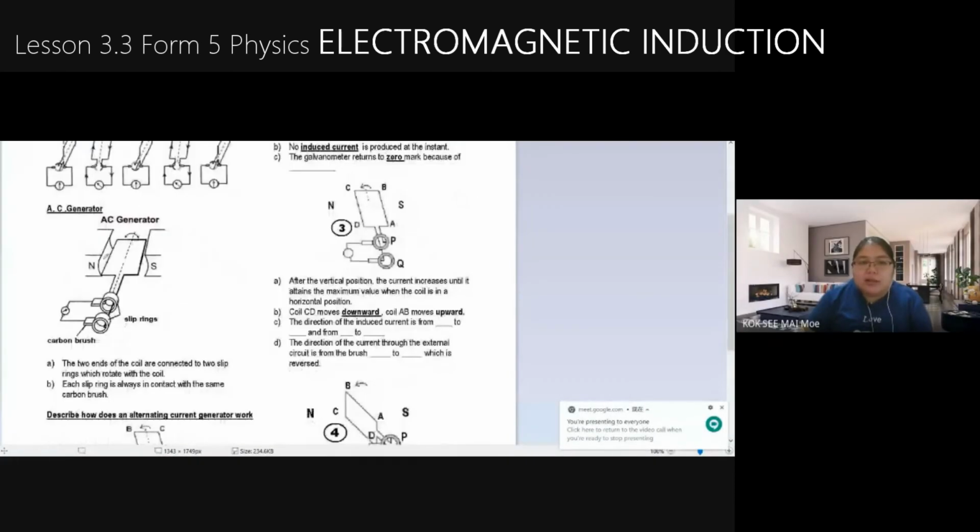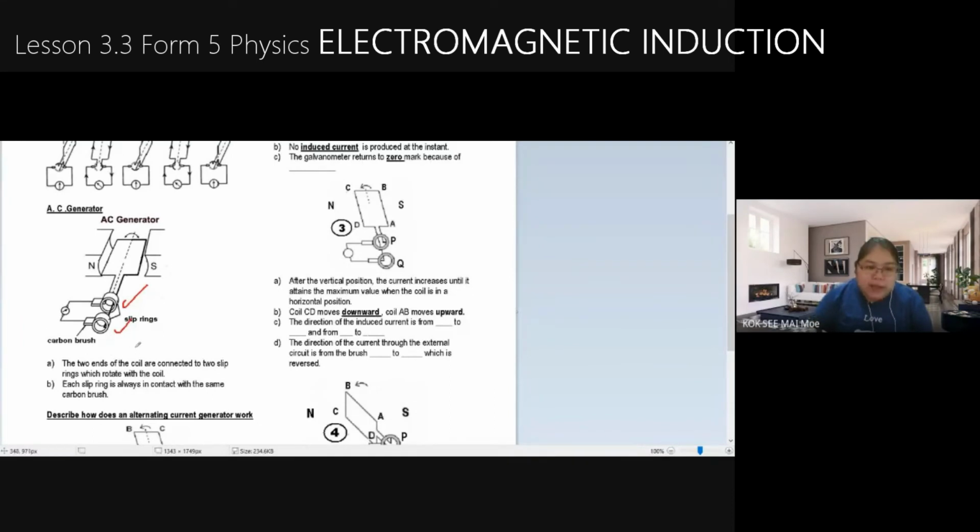Now you can see this diagram, AC. When they just say AC, I don't care whether it is a generator or a motor, it must use slip rings. Okay, DC, commutator. AC, slip rings. Okay, motor, using a battery. Generator, no battery. That's all. Okay, now we are using the AC.